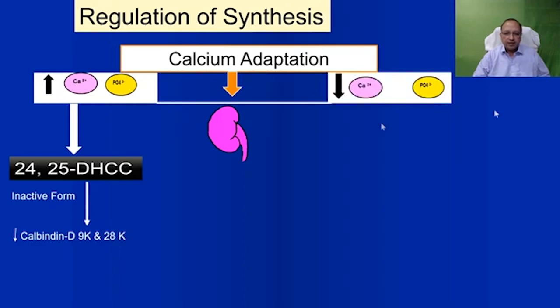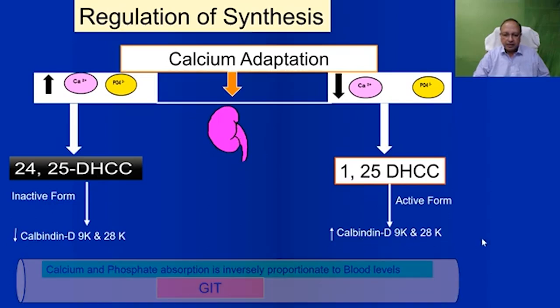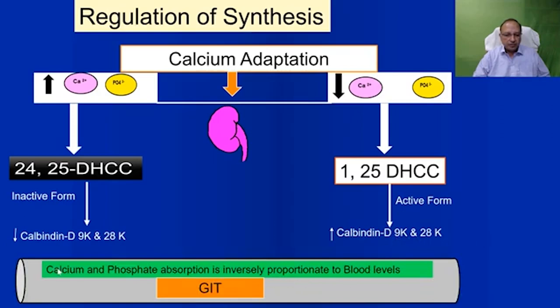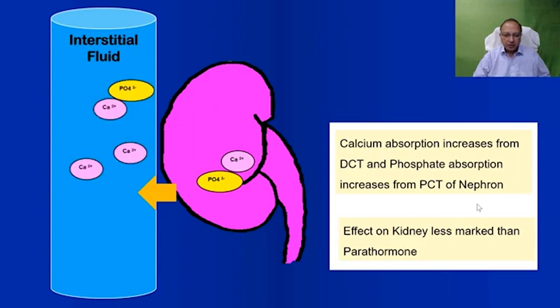And if we find that when there is hypocalcemia or hypophosphatemia in these conditions, there will be 1-alpha hydroxylation in the kidney, leading to an increase in the formation of calbindin D 9K and 28K, leading to an increase in the absorption of the calcium and phosphate from the GIT. So the calcium absorption increases from the distal tubule and the phosphate absorption increases from the proximal convoluted tubule of the nephron. But the important difference is that the effect is more on the GIT and lesser on the kidney when we compare it to the parathormone.